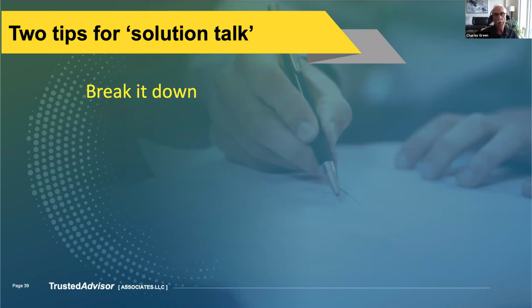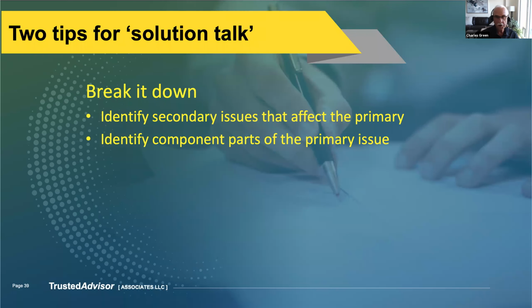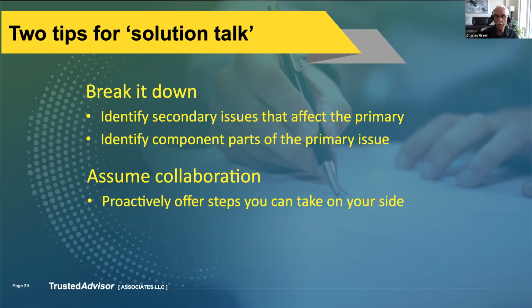One always reliable tool is to break it down: identify some secondary issues that affect the primary, or break down the component issues of the primary issue. Another is to always assume collaboration and keep going on it. Proactively offer some steps you can take on your side, and then request some steps that the buyer can take on their side. And again, if you've done steps 1, 2, and 3, that conversation is going to happen collaboratively. The solutions are rarely that difficult. What's difficult is getting people to agree jointly, collaboratively on them.